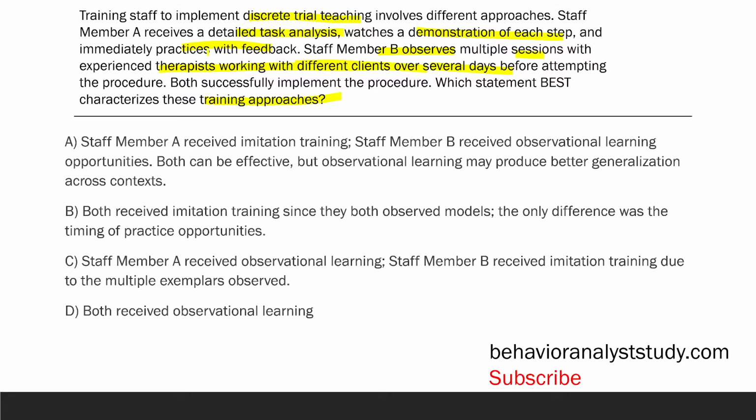Imitation and observational learning are different typically because of the immediacy of the behavior and the consequences, and either the observation of the consequences or experiencing the consequences, okay? So they're similar in that we're watching someone else and learning that way, but they're different typically because of the immediacy. So in this case, staff member A received imitation training. Staff member B received observational learning opportunities. Both are effective, but observational learning may produce better generalization across context.